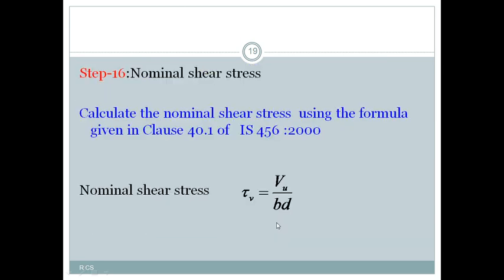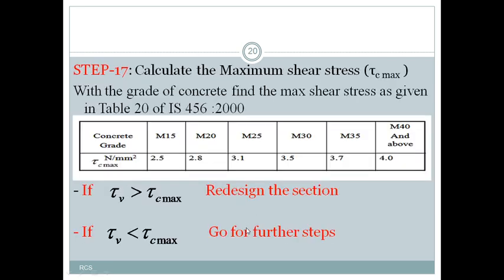Then we have to calculate the nominal shear stress using the formula given in clause 40.1 of IS 456:2000, that is tau v equal to Vu by bd. You know Vu, we have calculated in the previous step, and b is the width of the beam and small d is the effective depth. From that we can calculate tau v, the nominal shear stress. Then we have to calculate the maximum shear stress value of the concrete. This can be calculated based on the given grade of concrete.